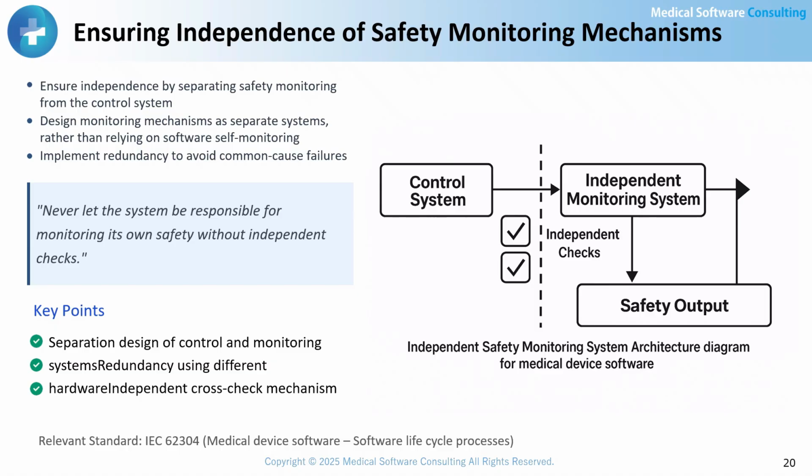IEC 62304 allows the software safety class to be reduced if external risk control measures are in place. However, this is only permitted when the independence of the monitoring mechanism is assured.